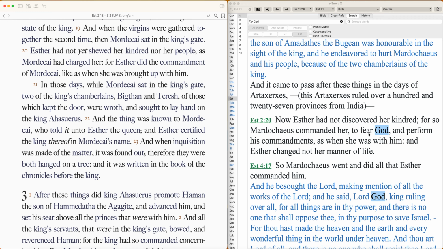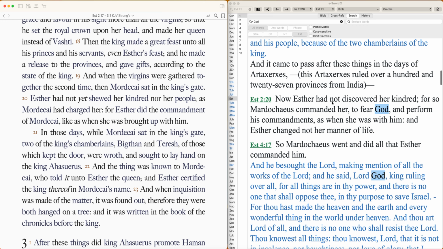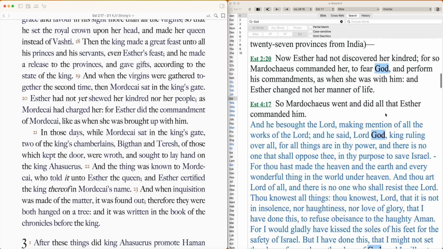Esther had not showed her kindred people as Mordecai charged her. Why did it take that out there? You see that? Put this side by side. This is Esther 2:20. Masoretic text on the left, the Greek Septuagint on the right. Esther had not discovered her kindred, for so Mordecai commanded her to fear God and to perform his commandments. Esther had not showed her kindred to the people as Mordecai charged her. Esther did the commandment of Mordecai. It never even mentions God in there. But in the Greek Septuagint, it does mention God.